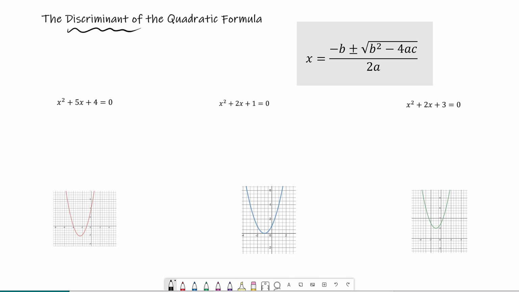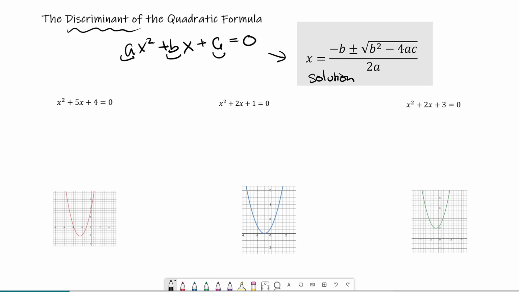So as a reminder, if we have a general quadratic equation, it's given by ax squared plus bx plus c equals 0. And using the coefficients a, b, and c, we have the formula for the solutions of this equation. So x here is the solutions.